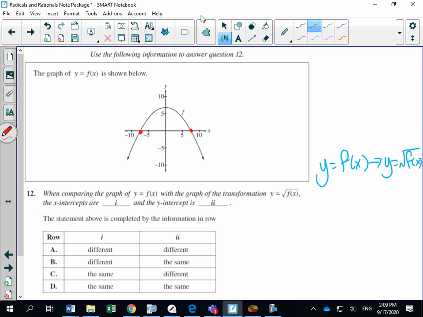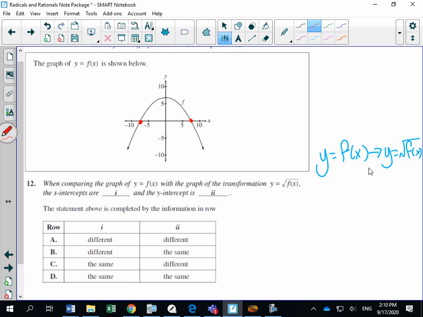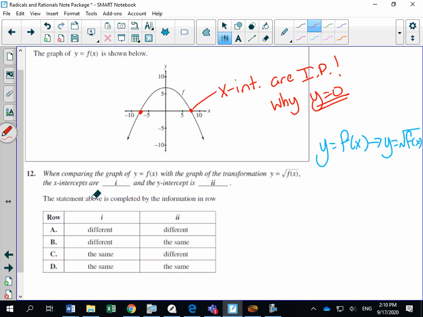And what they're saying is, okay, the x-intercepts on the original graph, what will these two x-intercepts be on the transformed graph? Well, I hope you realize that x-intercepts are invariant points, right? Why? Because all invariant points occur when y is 1 or when y is 0, right? So this point and this point will be on my transformed graph. They are invariant points. So the x-intercepts are going to be the same.